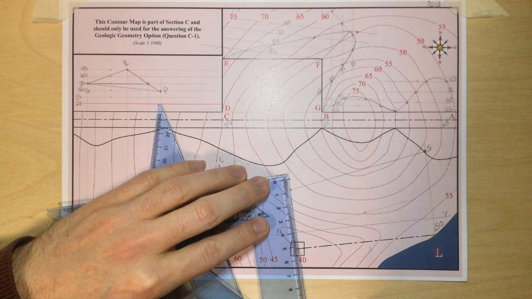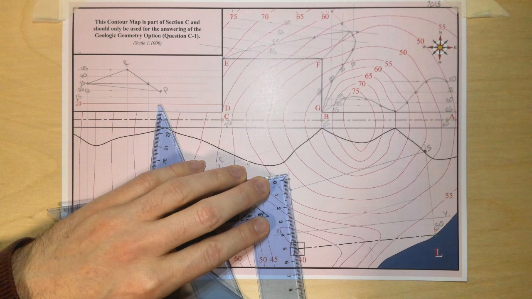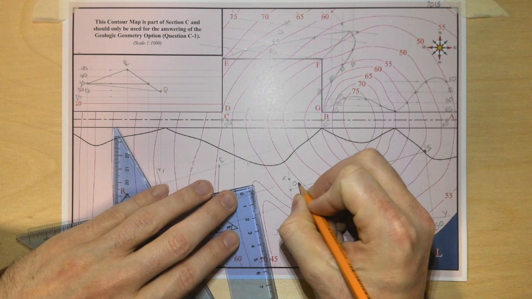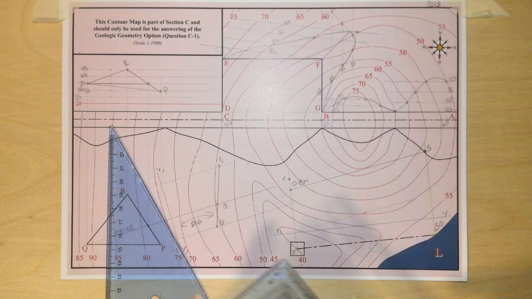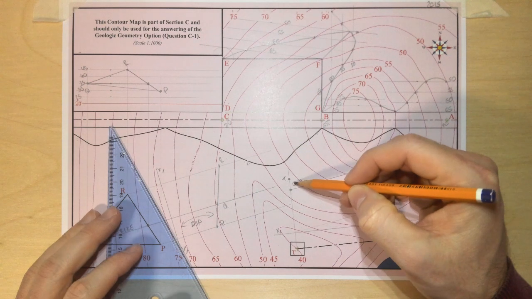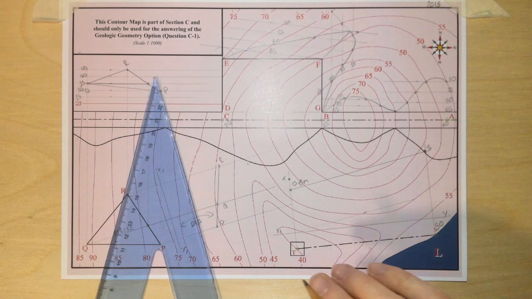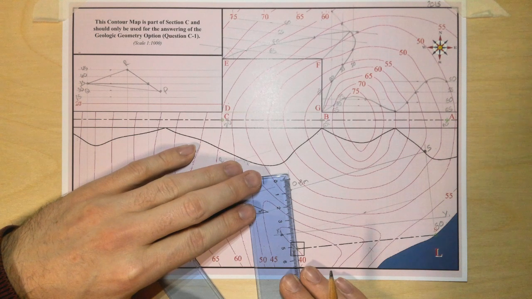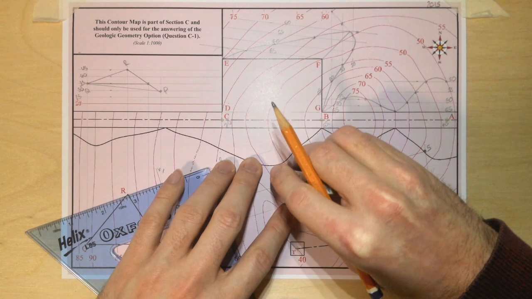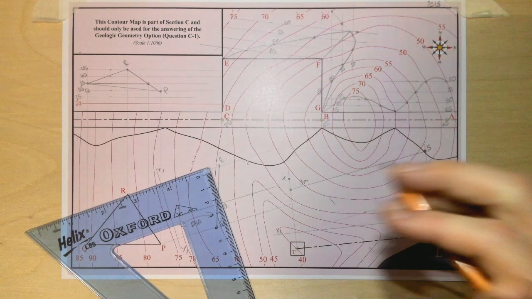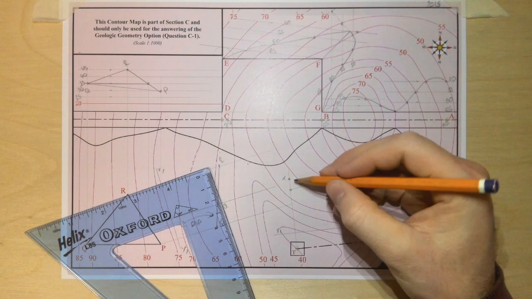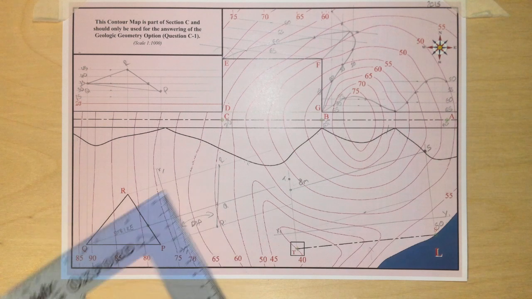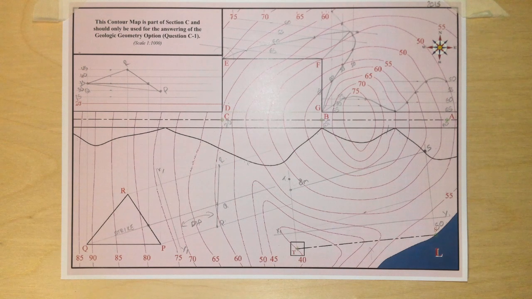0.8, which is scale 1 is to 1,000. So that's 0.8 meters. Actually, if we scale that up, 0.8 meters would be too small because each millimeter represents a meter, so it would be 8 meters instead of 0.8. Okay, so it's 8 meters below ground level there. And that would be your question finished.